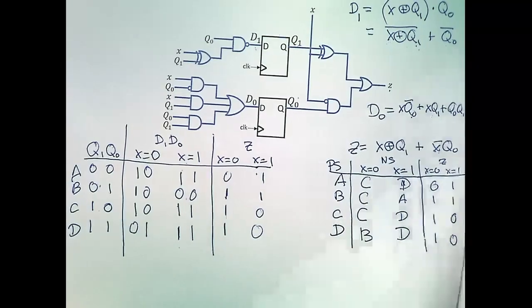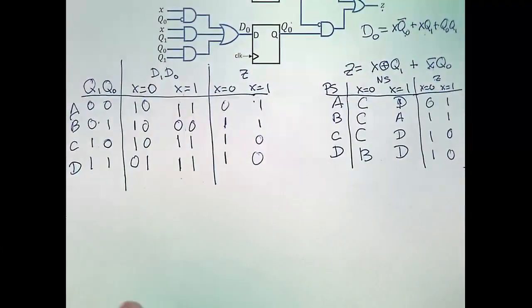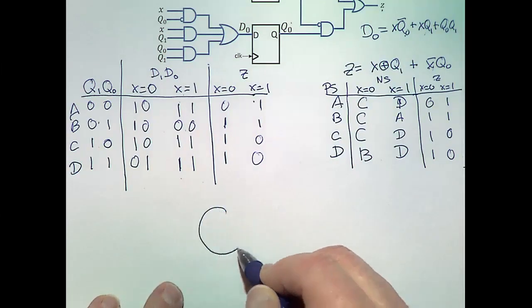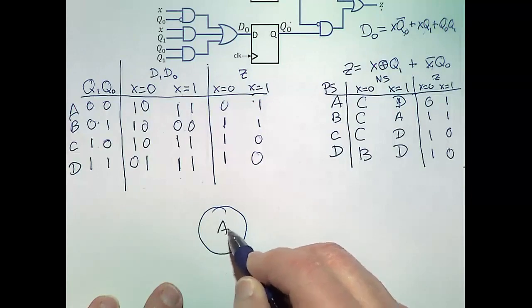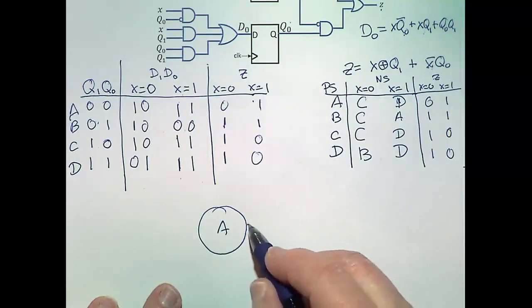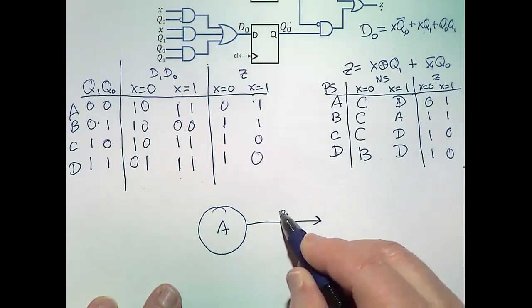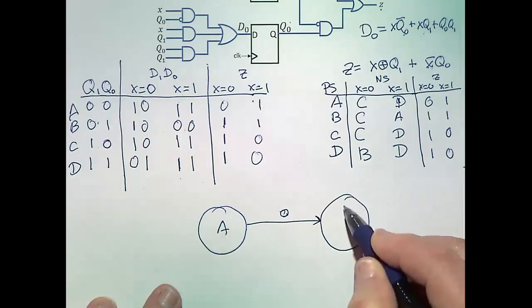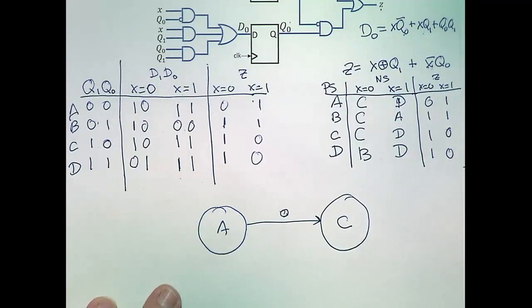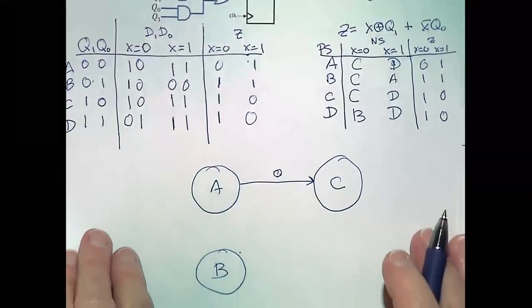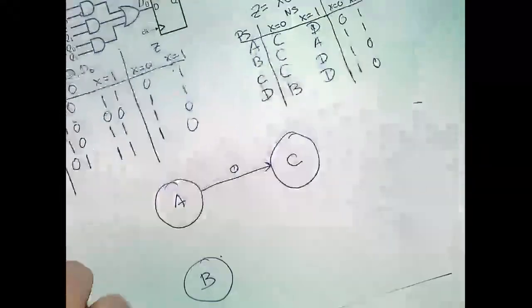Okay, so from here now we need to draw the state diagram. Looks like a lot of traffic going to C. So here we'll draw A. So A with a 0 goes to C. I'll put B down here. B with a, oh. There.